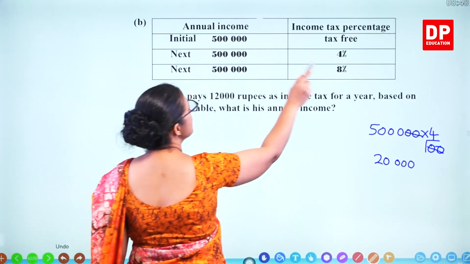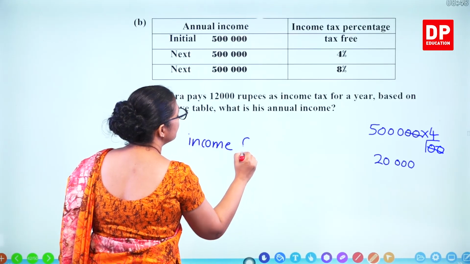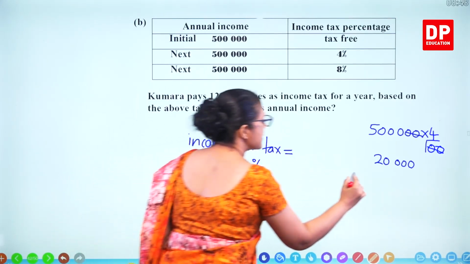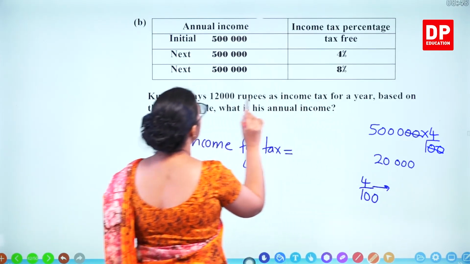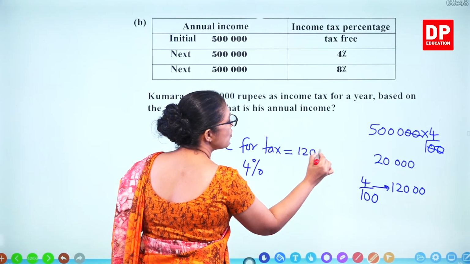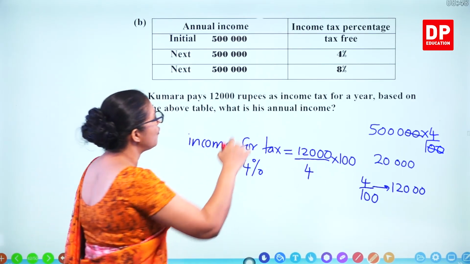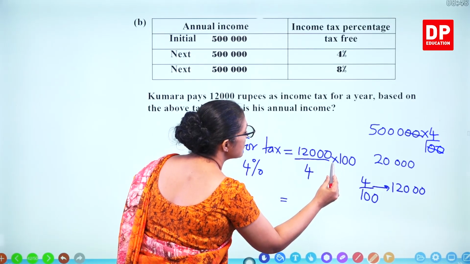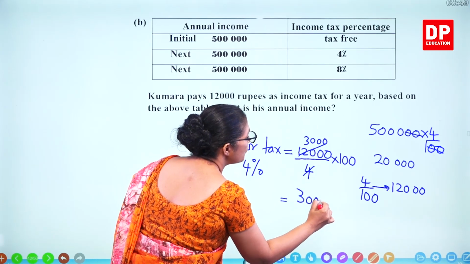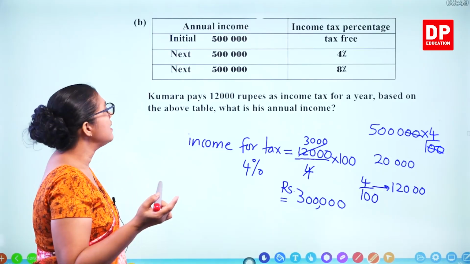So first we have to check what's the income for this level. So income for this tax. We know 4% value is 12,000 rupees. So what's the income for that? So we have to take 12,000 rupees, divide by 4 and multiply by 100. That's the income for this level. So that's 4 times 3, so 3, 1, 2, 3, 4, 5. 300,000 rupees. But we know the initial 500,000, the tax is free.